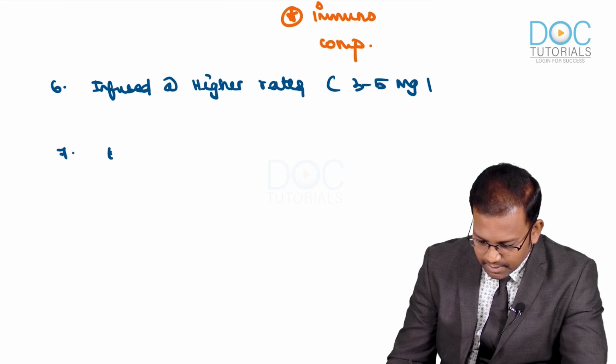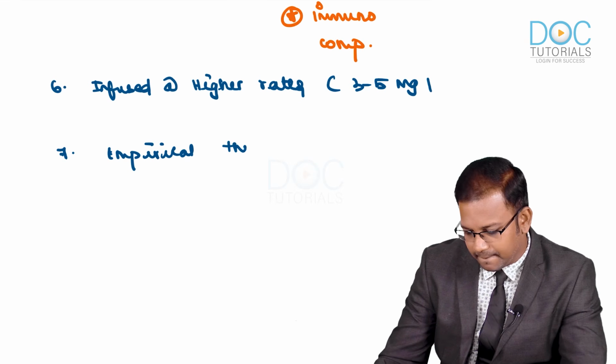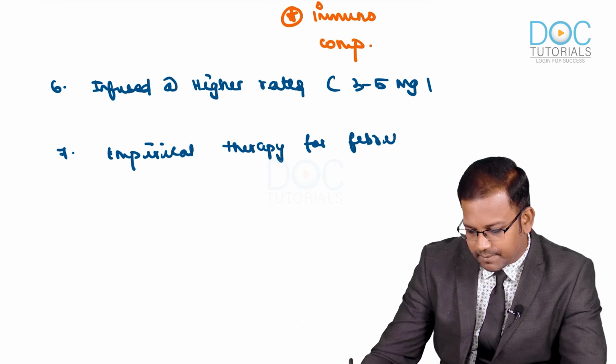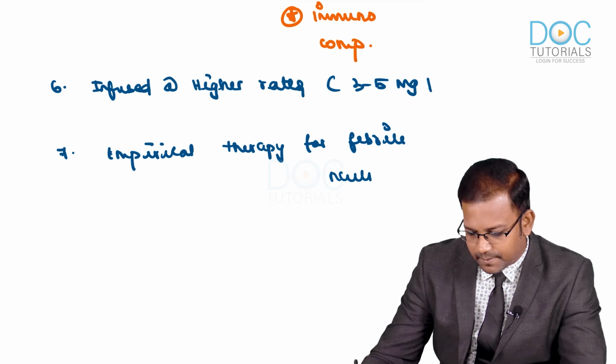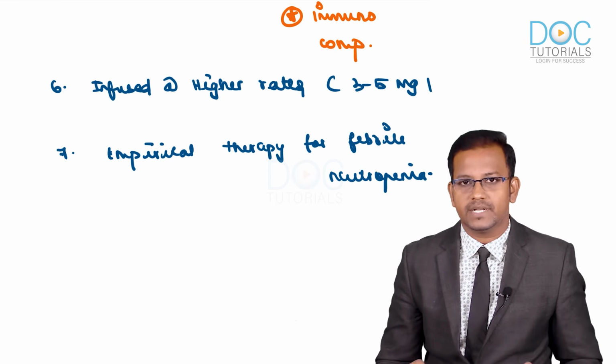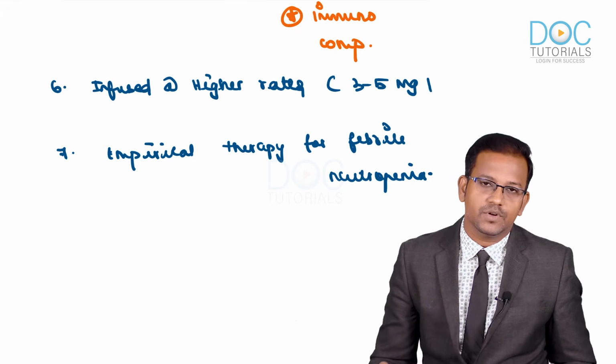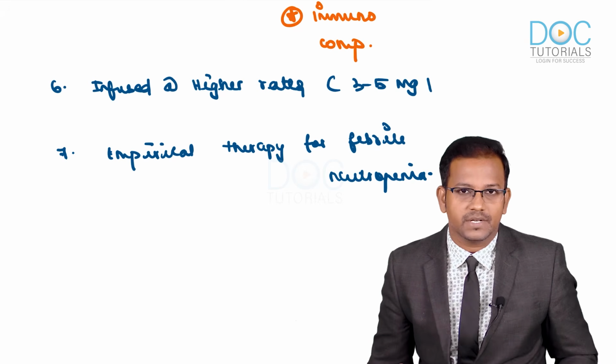And the last one, it can be used as an empirical therapy for febrile neutropenia, for those patients who are not responding properly to the antibiotics. We can opt for this drug. We also have certain azoles, but out of amphotericin B, we can opt for liposomal amphotericin B.